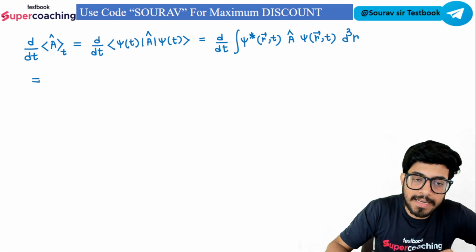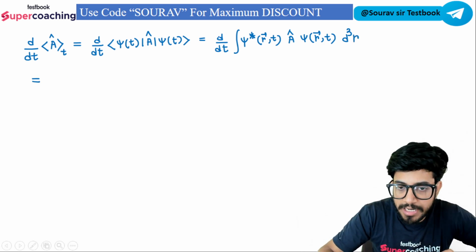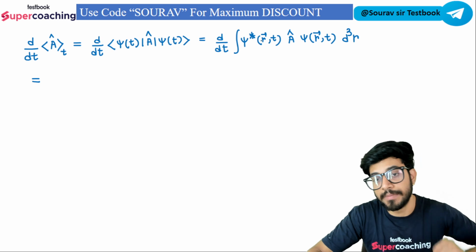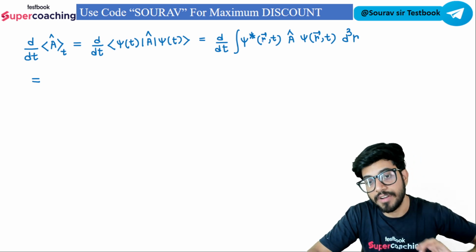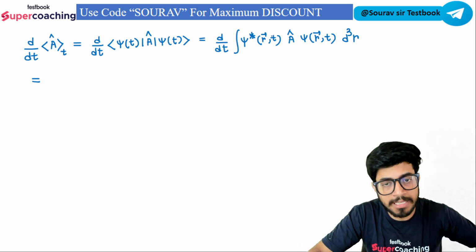So on the next line I can just bring this total differentiation inside the integral sign, but see, inside the integration it's a function of r and t, both the spatial variable and the temporal variable.